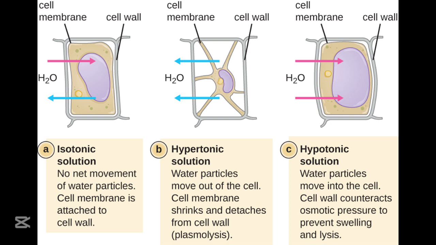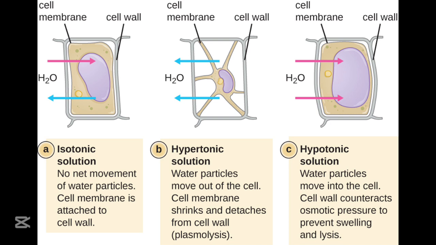Exactly. The cell wall is strong enough to withstand that internal pressure, so the plant cell doesn't burst. In fact, that turgidity provides crucial structural support for the plant. So it's actually a good thing. Yeah, it needs that pressure. So in a hypotonic environment, plant cells become firm. Yep, nice and firm. What happens in a hypertonic environment for a plant cell?